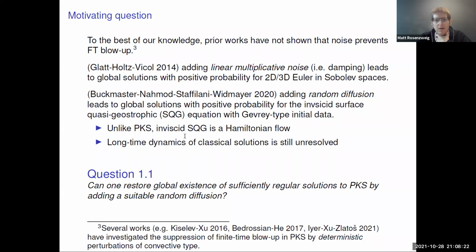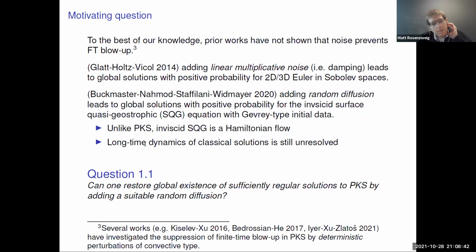SQG is a Hamiltonian flow, unlike the PKS equation, which is a gradient flow. And again, it's not a question necessarily with SQG that we know that finite time blowup definitely occurs. The long time dynamics of classical solutions is still in general an open problem.